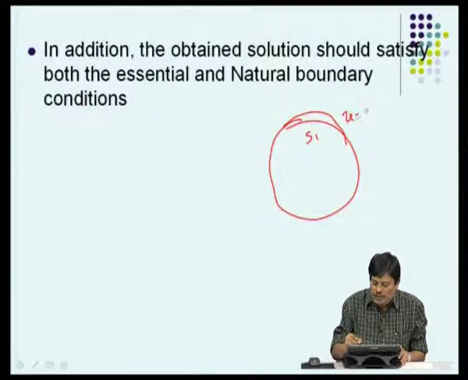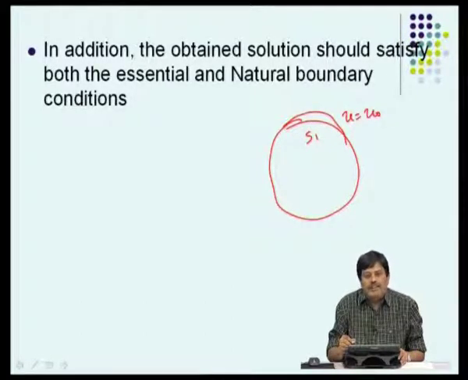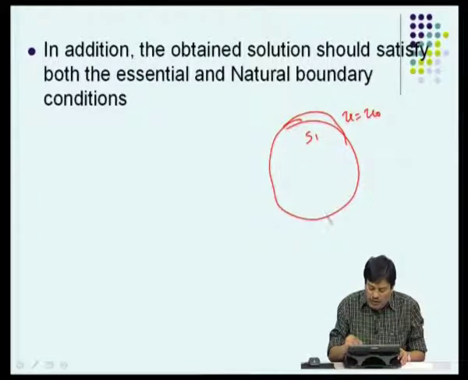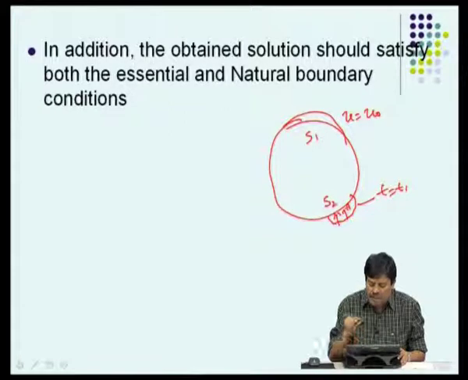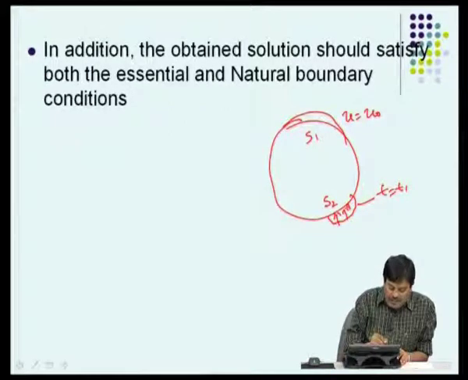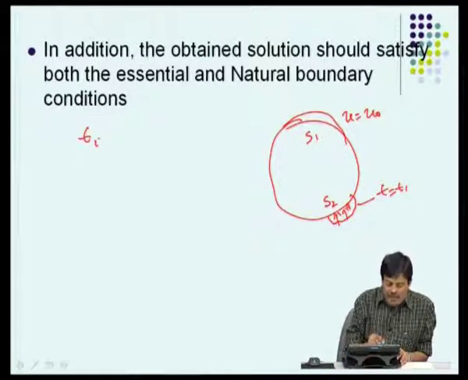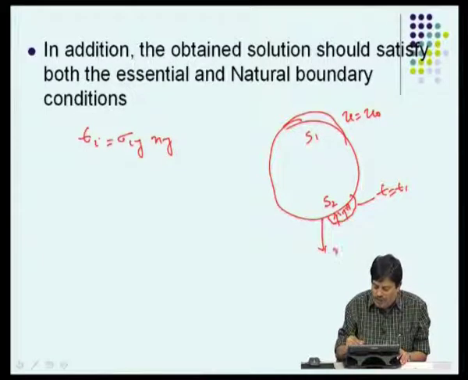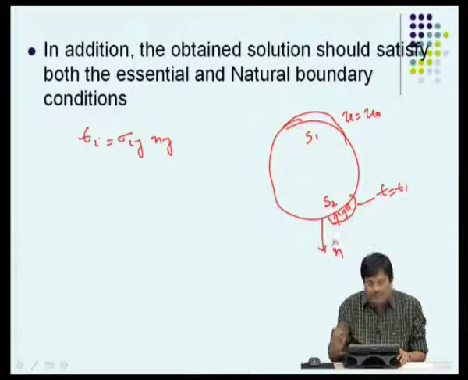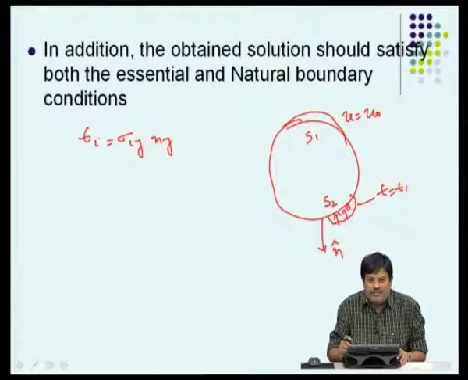So, if you have any structure, you may have a boundary which I call S1, where you have u equal to u naught, that is, the primary dependent variable is specified, or you may have some tractions, where we call T equal to Ti. This will be on a different surface S2. This traction Ti will be related to the stress sigma ij into Nj, where Nj is the outward normal, that is, an n vector, which is an outward normal to the surface.